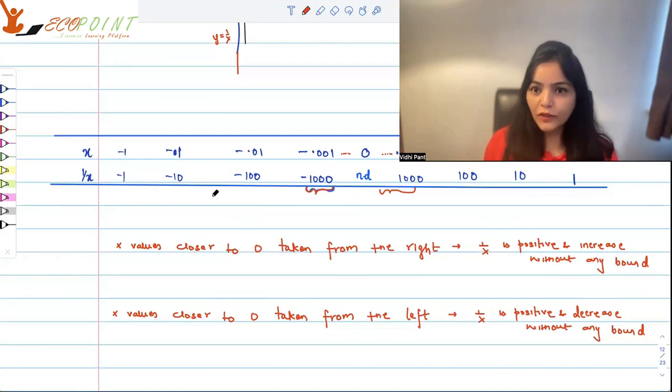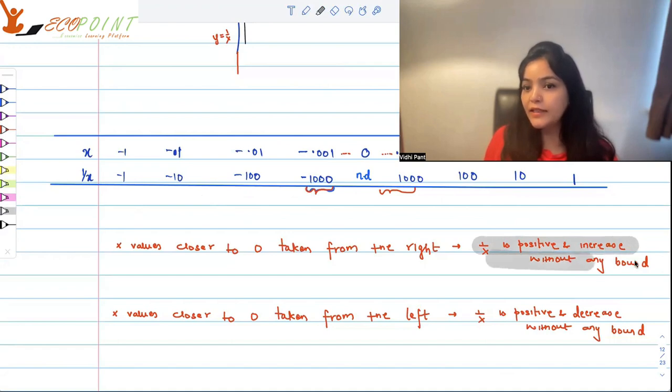So the crux of the story here is, as x values are closer to 0, taken from the right, 1 by x will be positive and it is increasing without any bound. When x values are closer to 0 taken from the left, 1 by x is negative, and it decreases without any bound, right? So that's what you got to see from this analysis.